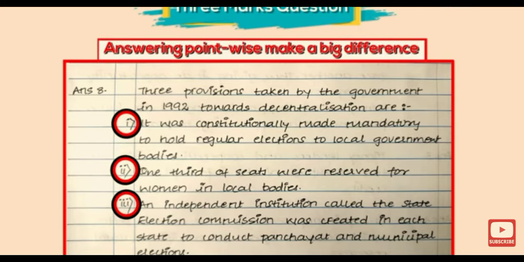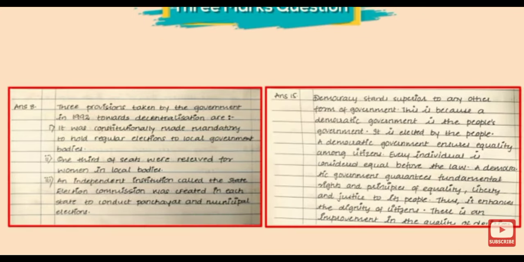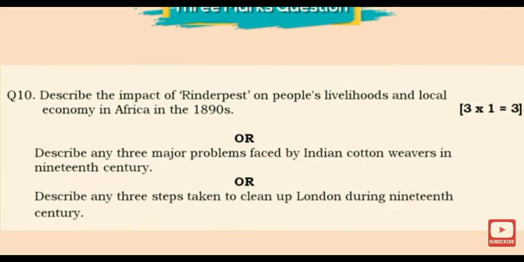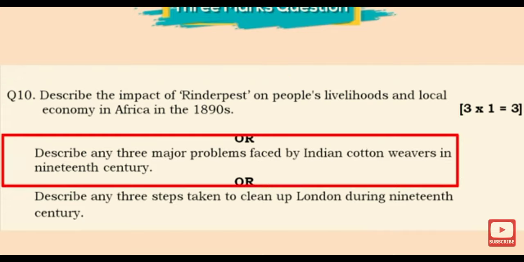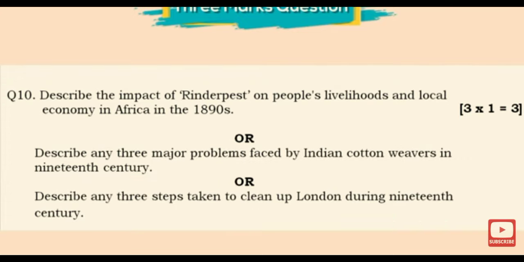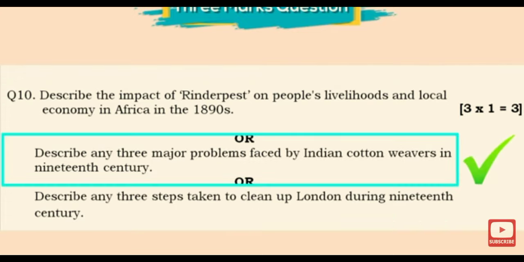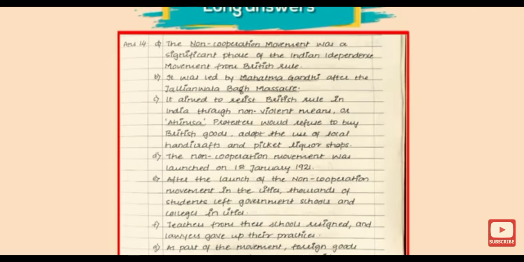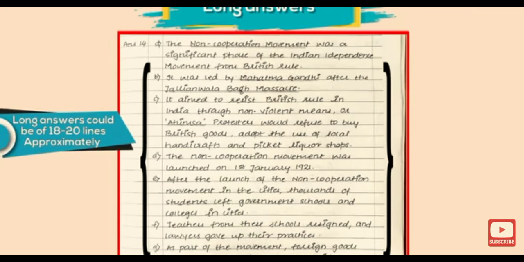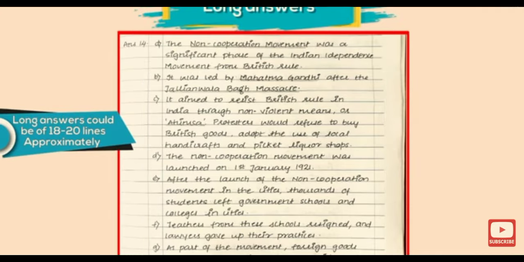Answering point-wise makes a big difference, like how you can see here. Which one would you prefer? For questions which have internal options, choose to write the answer which you know better and the one that requires lesser time. Long answers could be of 18 to 20 lines approximately, that is 120 words. Try to justify the answer in the given word limit, answering them point-wise.